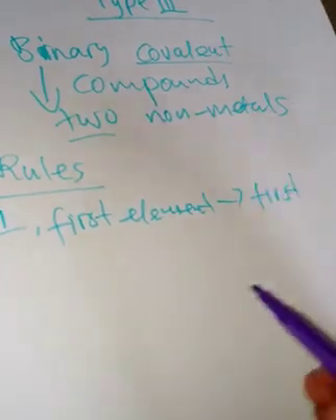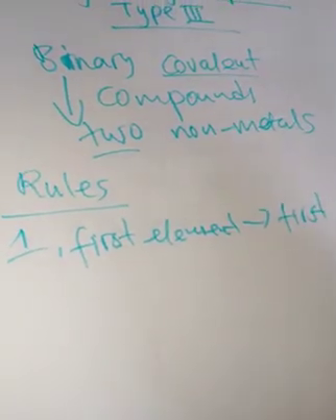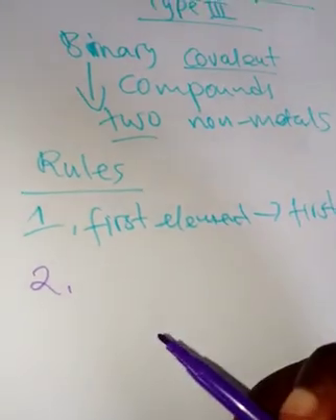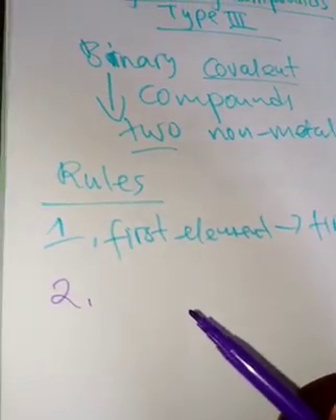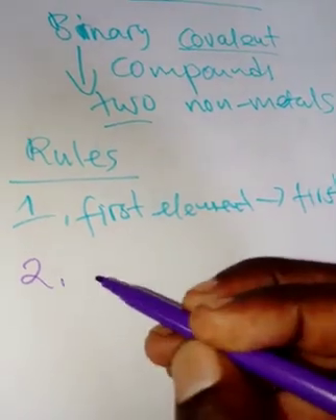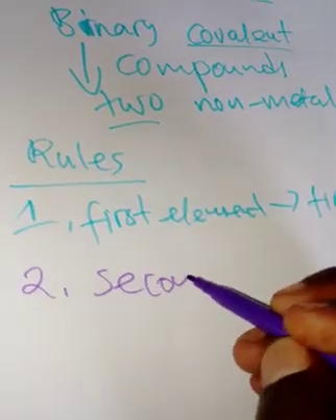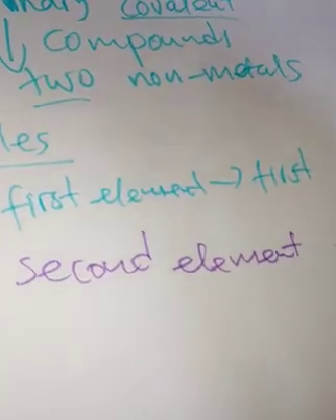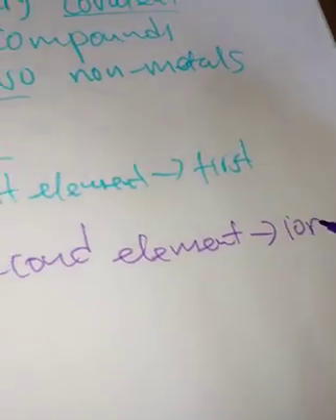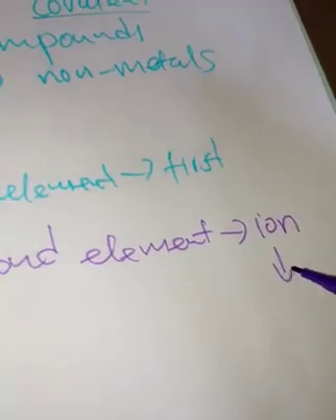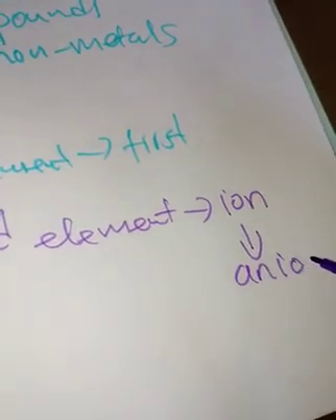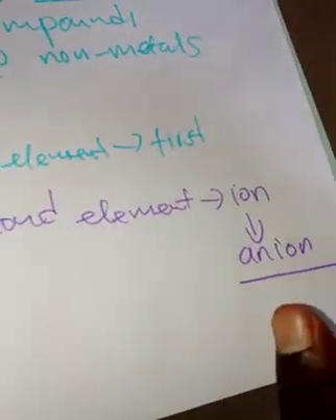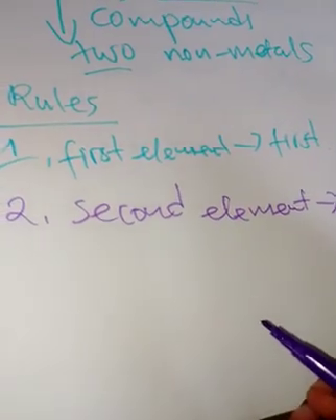Then for the second element, that's rule number 2. The second element is named as if it were an ion. Since we are dealing with non-metals, that ion will be an anion. So the second element should be named as an anion.